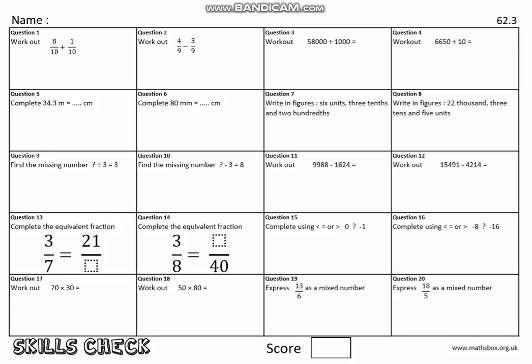So the first question says 8/10 plus 1/10. So that's nice and easy because our denominator is already the same. So all we have to do is add the two numerators. So 8 plus 1 is 9, and then we can just put that over 10.